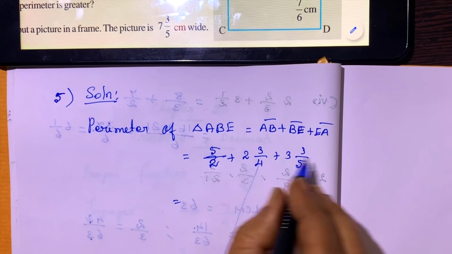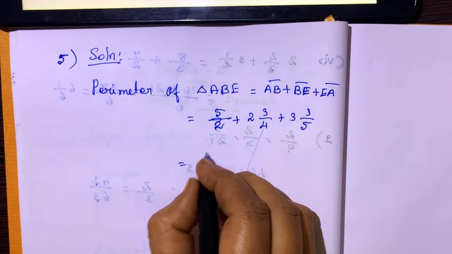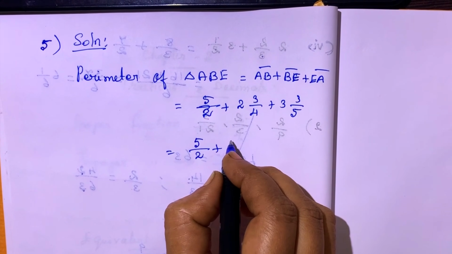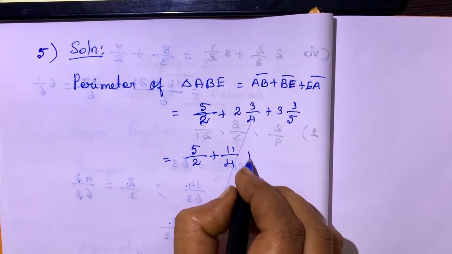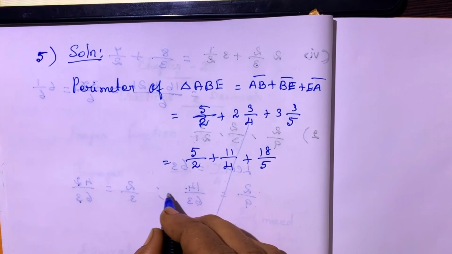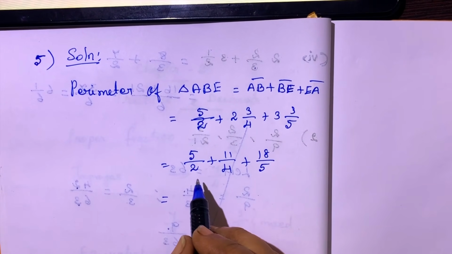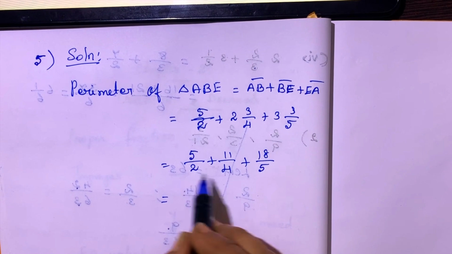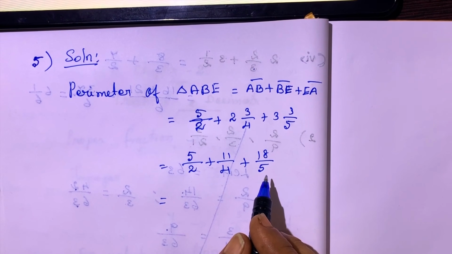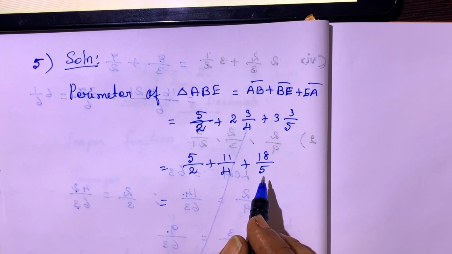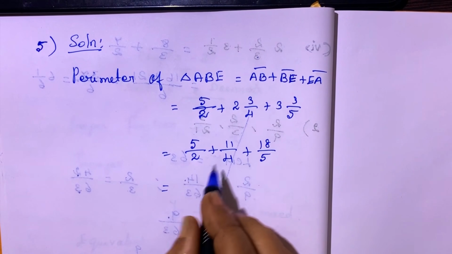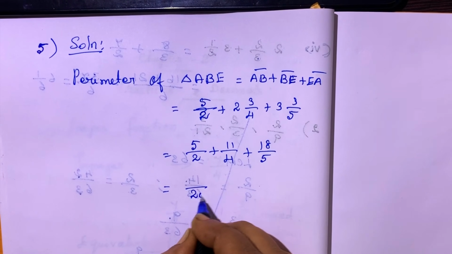So mixed fractions, we are making improper fractions. So 5/2 plus 8/3 plus 11/4 plus 18/5. Here see the LCM. All are having different denominators, so you have to find out the LCM. Finding LCM you have already studied in the previous classes. So the LCM is 20.